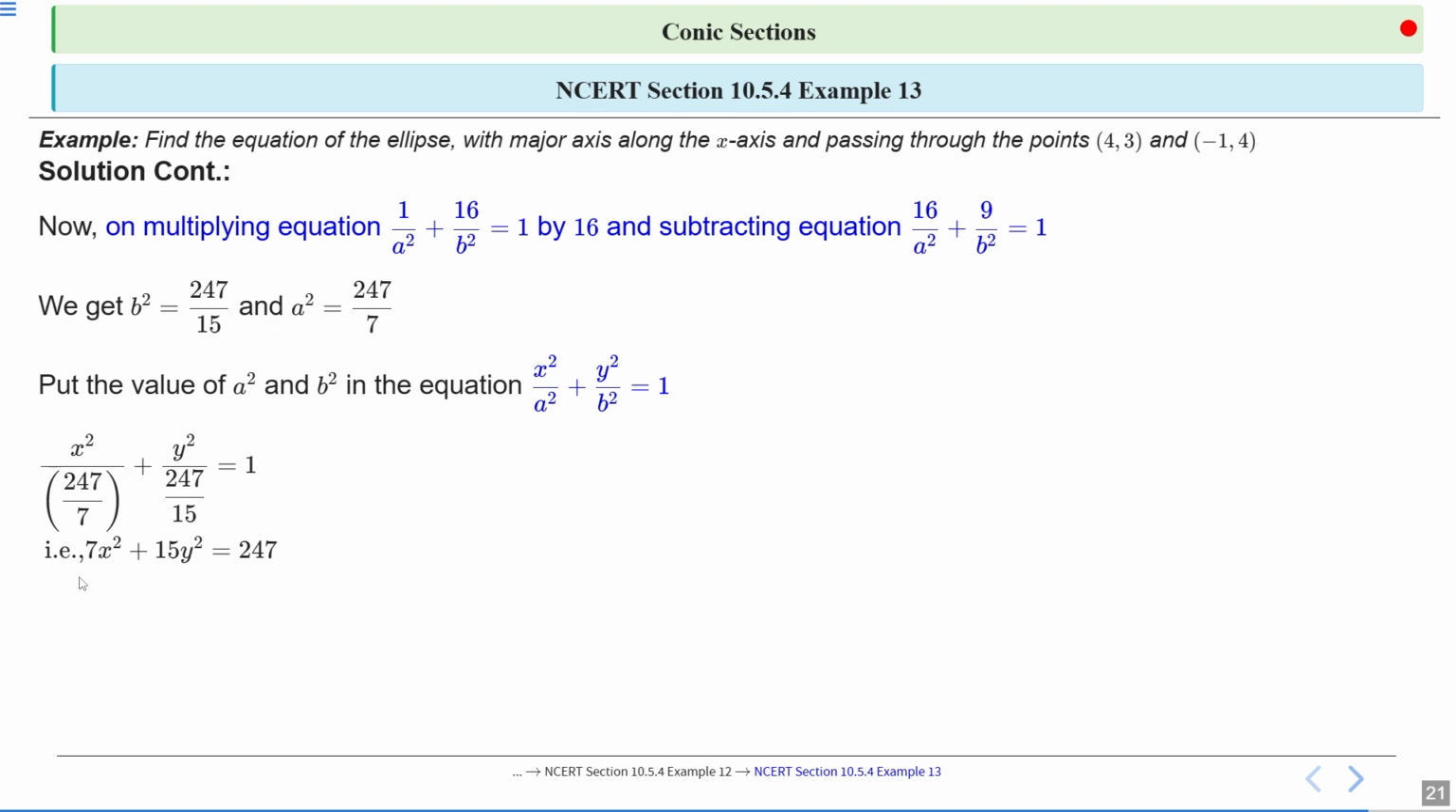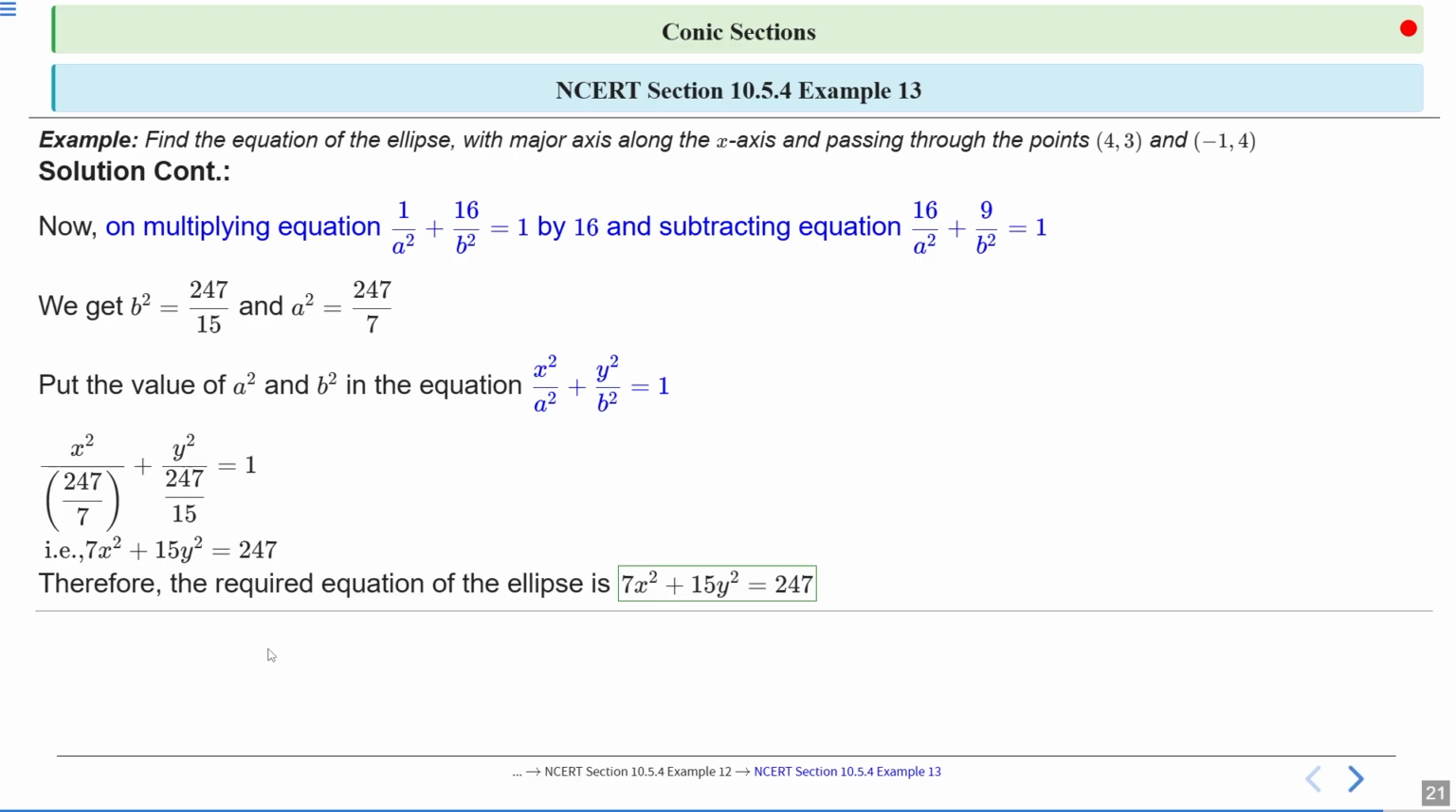After simplifying, you will get 7x square plus 15y square is equal to 247. Therefore, the required equation of the ellipse is 7x square plus 15y square is equal to 247. This is the required equation of the ellipse with major axis along the x-axis and passing through the points (4, 3) and (-1, 4).